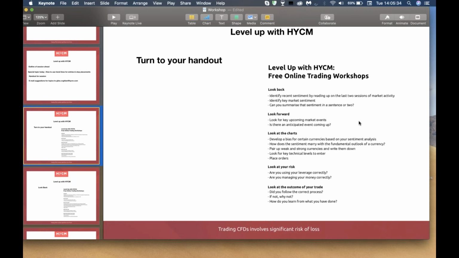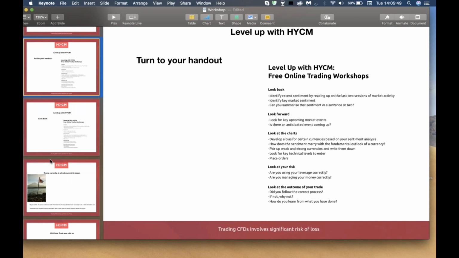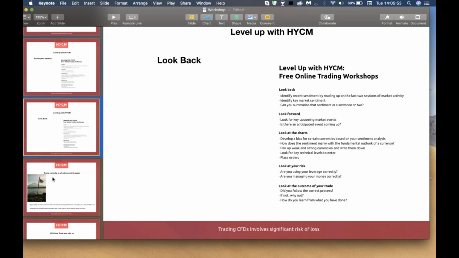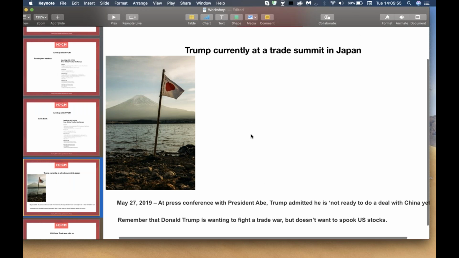And of course, what we're always looking to do is pair a weak currency against a strong currency. So that's the purpose of our analysis, to find which currency is strong, which currencies are weak, and preferably pairing them up against each other to give us the best potential outcome of the trade moving in our direction. So we're going to start by looking back.